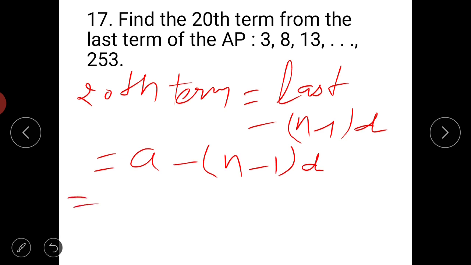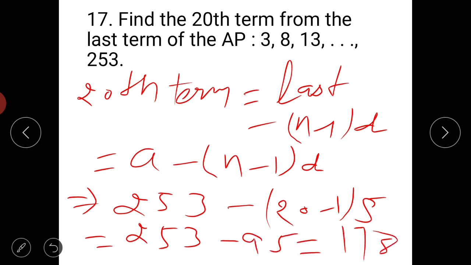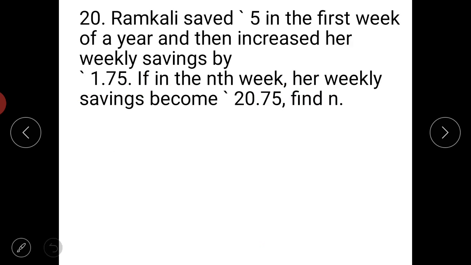So the last term is 253 minus, for the 20th, 20 minus 1 into d, which is 5. So we'll apply that: 253 minus 19 times 5, 19 times 5 is 95, and then we subtract that, this equals 78. Got it?